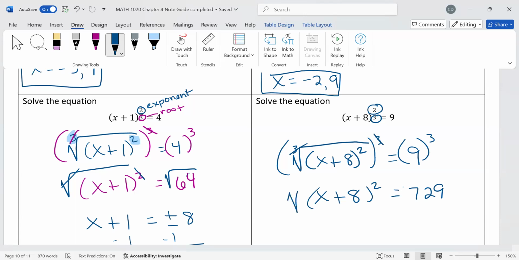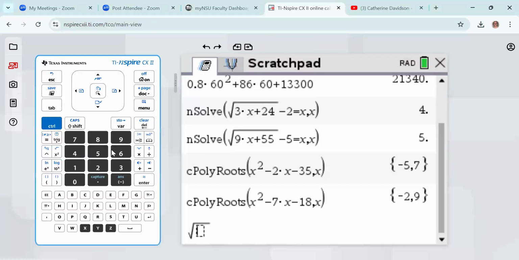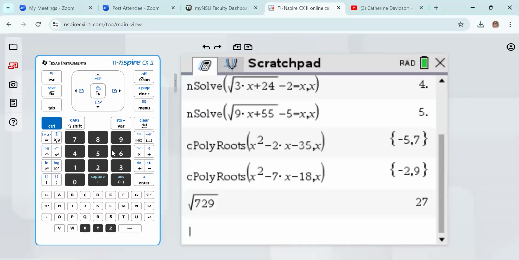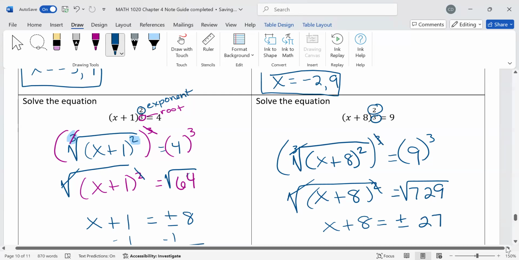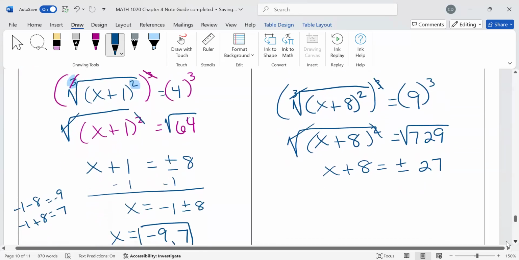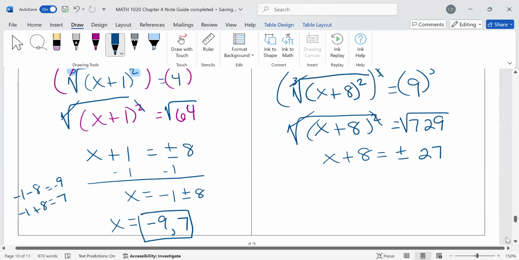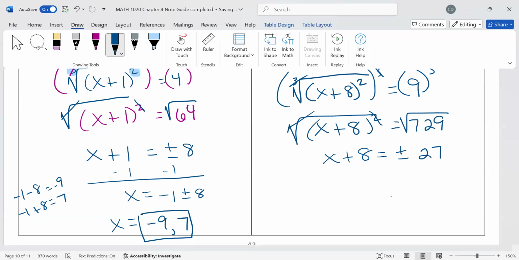All right, again, from this point, we take the square root of both sides. Square root cancels out a square, so we're left with x plus 8. Let's see what the square root of 729 is. I don't know that one right offhand. That's going to be 27. But again, if it's the square root, it's going to be plus or minus 27 because 27 times 27 gives me 729, and -27 times -27 also gives me 729.